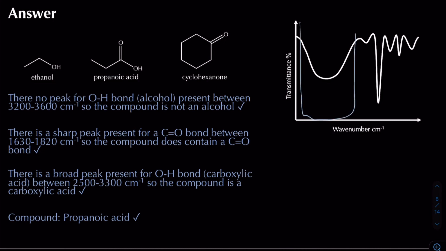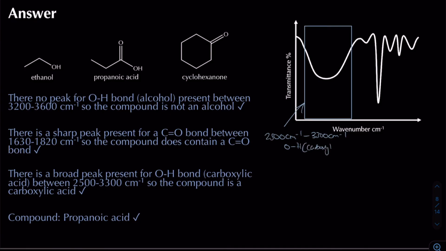So again, I can actually label my peaks over here. So I've got here a carboxylic acid, which you can see we've got that broad peak over there. And all I'm going to do is annotate it and say we've got a peak between 2,500 centimeters to the -1 to 3,300 centimeters to the -1, showing that we've got an OH for a carboxylic acid. And you need to specify that it's a carboxylic acid.